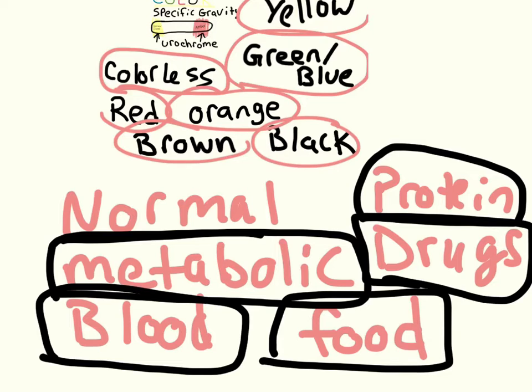For example, brown. Brown is really indicative of porphyria. But you also get brown pee whenever you eat fava beans. And if you're taking nitrofurantoin for a UTI, you can also get brown pee. So really, it's not going to help you a whole lot. It's just going to point you in the direction.